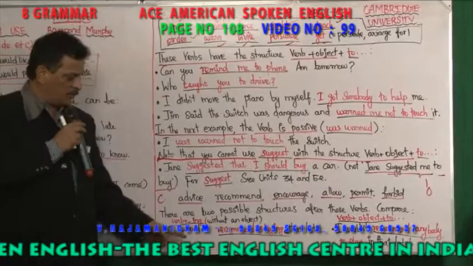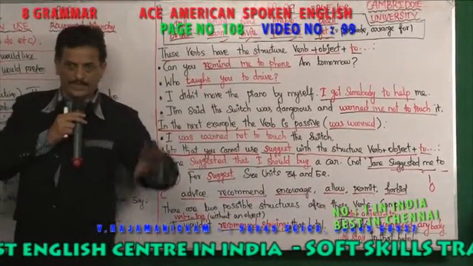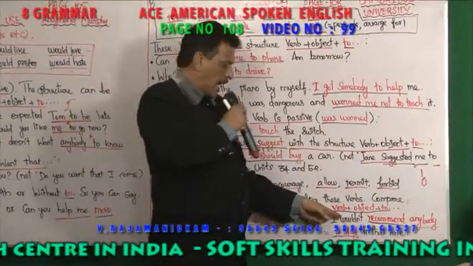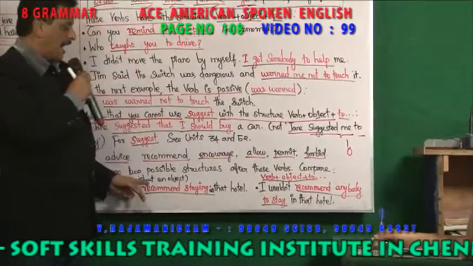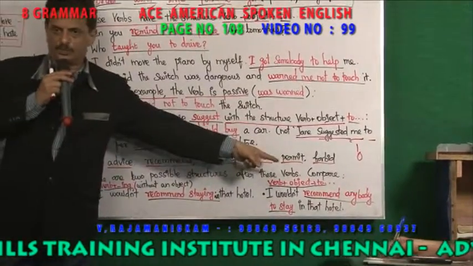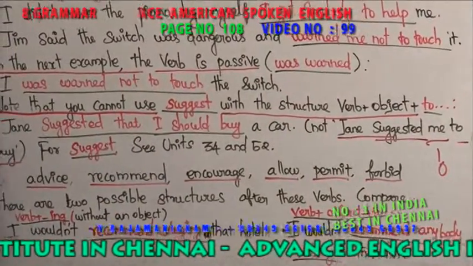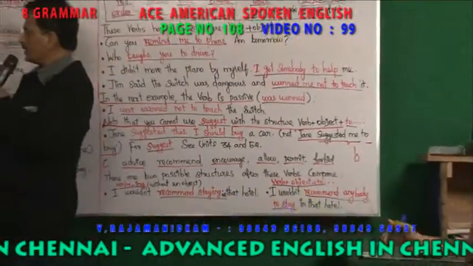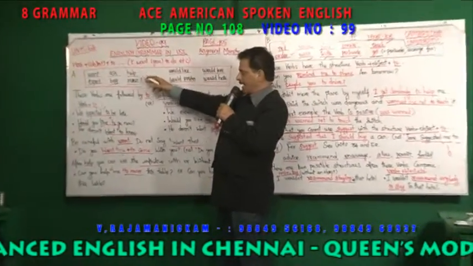Staying in that hotel. I wouldn't recommend staying in that hotel means what? I won't recommend you staying in that hotel. You can use it like this also: I wouldn't recommend anybody, anybody is an object, to stay in that hotel. So after recommend, you can get an object plus to plus present tense verb. After recommend, you can use verb plus ing. Both are the same.